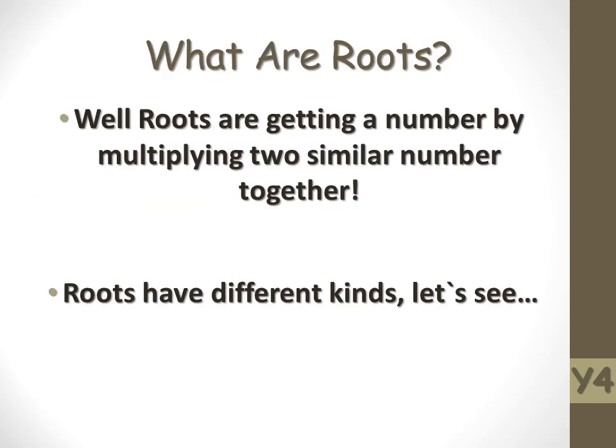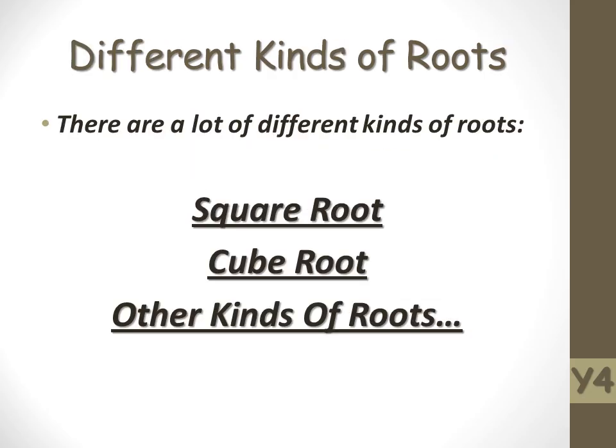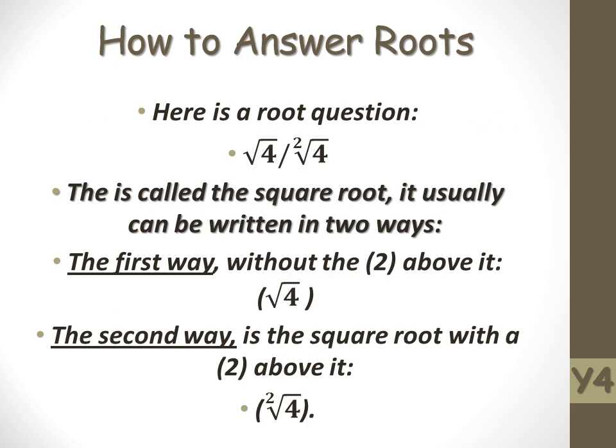What are roots? Well, roots are getting a number by multiplying two similar numbers together. If you get two numbers, multiply them together and the answer is the number under the root, that's a root. Roots have different kinds. Let's see together. There are a lot of different kinds of roots. First, square root, second, cube root, and other kinds of roots.